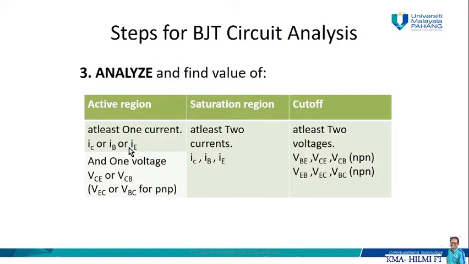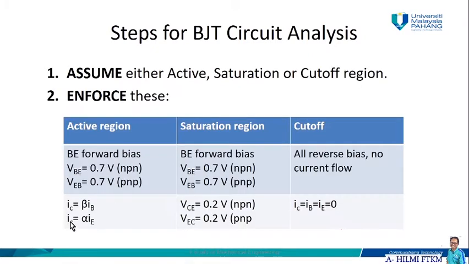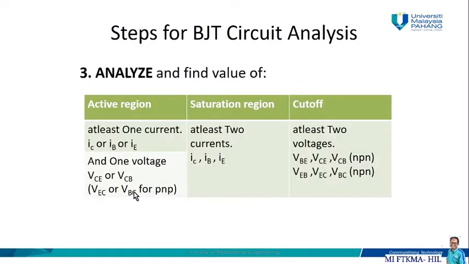We just need to find one of them. And to find that one, we use the equations that we have already, IC equals beta IB, or we use the equation from KCL. And we also need to find one voltage, either VCE or VCB, the voltage between collector and emitter or collector and base. Once we have found VCE or VCB, automatically we can find the other voltage. It is the same for current. If we can find IB, automatically we can find IC. If we have IC, we can find IB and so on.